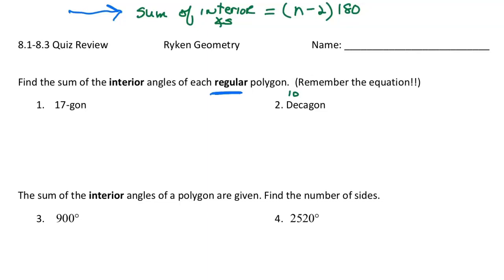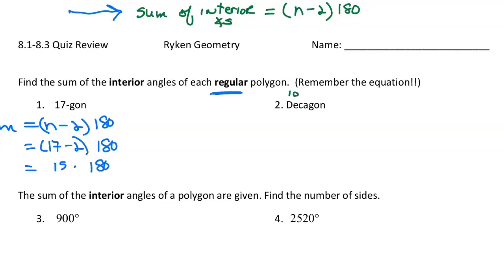So the sum, what we're looking for, is going to equal n minus 2 times 180. If this is a 17-agon, then I'm going to put 17 for my n. So this is going to be 17 minus 2 times 180. That's 15 times 180. And when you put that in your calculator, you should be getting 2700 degrees for your answer. Okay? All right, moving on to the second problem.